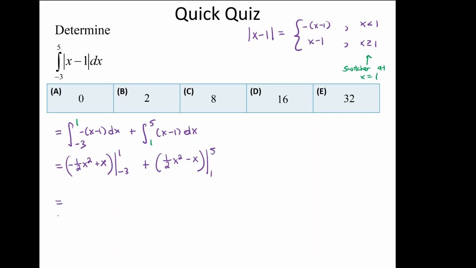Okay, now let's evaluate. Plug in the top bound. We get -1/2 plus 1. Plug in the bottom bound. We get -9/2 minus 3. Now for the second part, we have 1/2 of 5 squared, so 25/2, minus 5. And then minus the bottom bound, 1/2 of 1 squared, which is 1/2, minus 1.